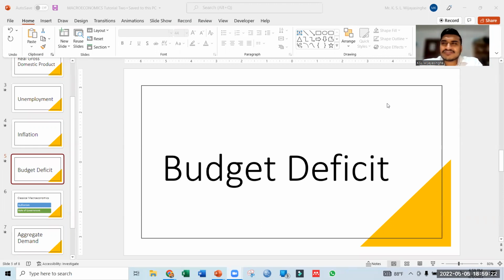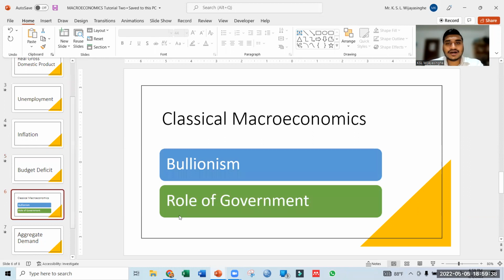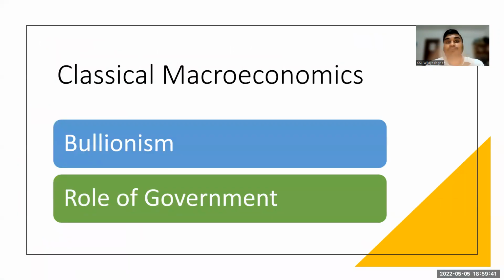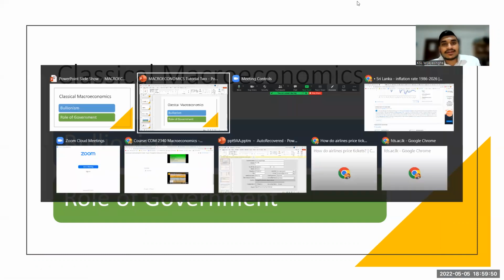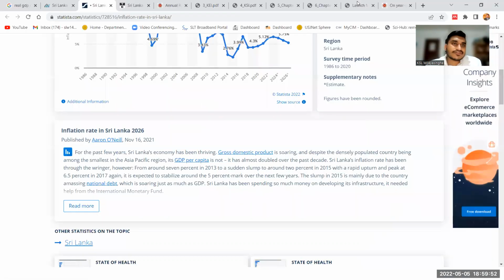So budget deficit, I'm not going to touch in depth because we have about 3 to 4 sessions to discuss the budget deficit towards the end of your lecture series. So now that is going to be the stepping stone, students, to our most important area that we were going to discuss today. So that is why I started off with discussing the unemployment, inflation, and the real GDP and things. There was a reason behind it.